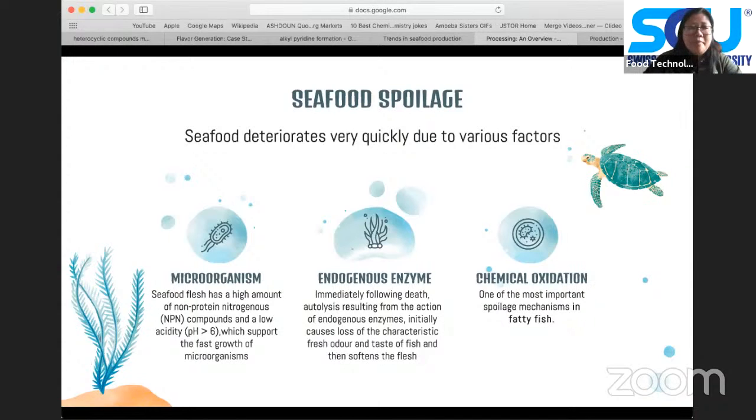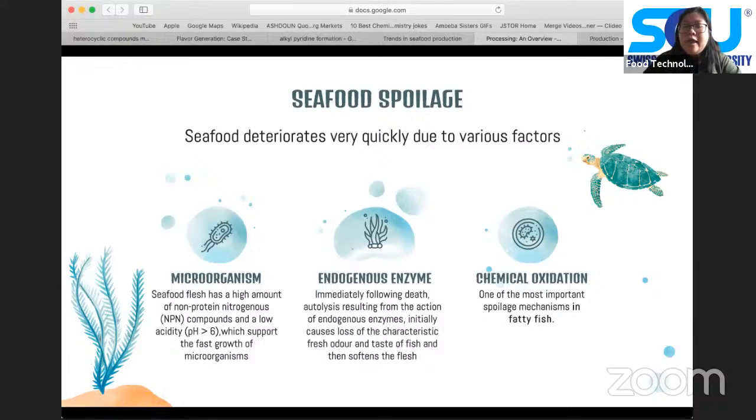The first and probably the most significant spoilage is microorganism spoilage. Seafood has a high amount of non-protein nitrogenous compounds, or we call them NPN. It also has low acidity. Yeah? The pH is quite neutral, more than 6. This supports the fast growth of microorganisms.